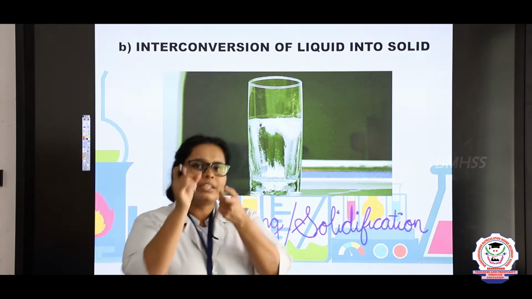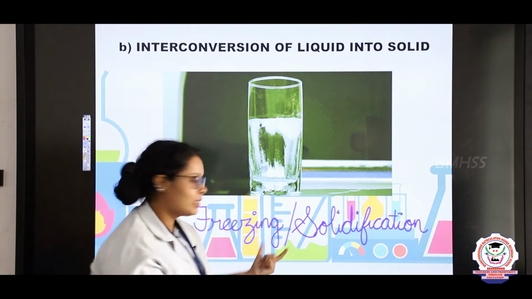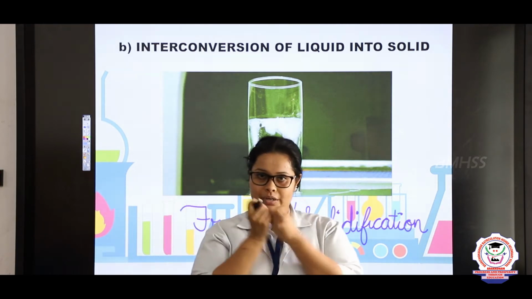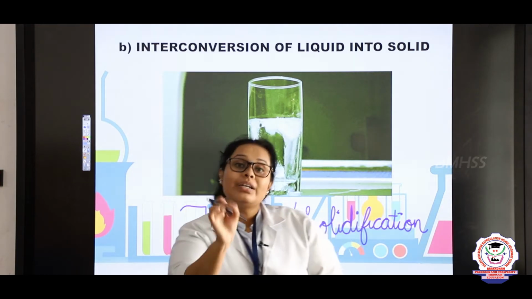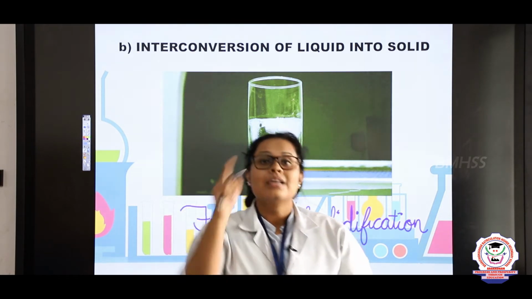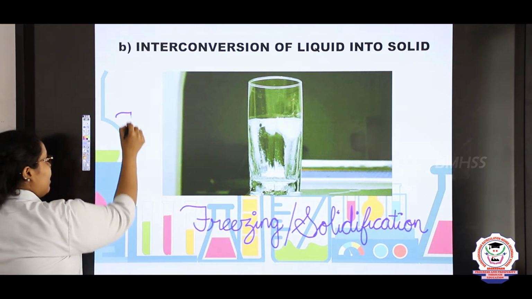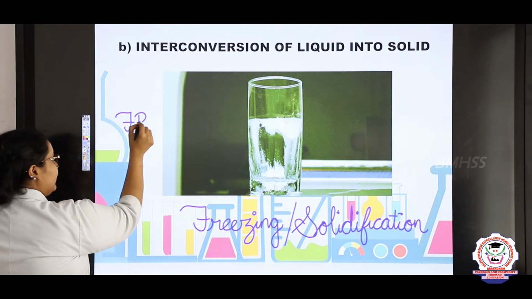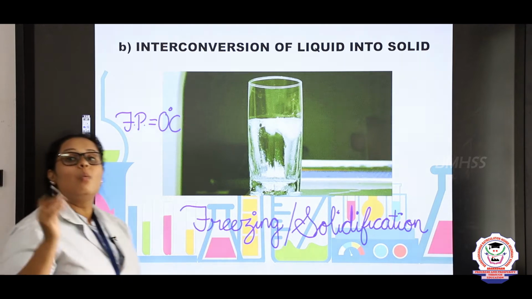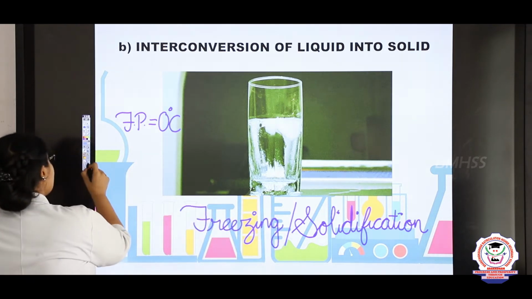The particular temperature at which it gets converted is known as the freezing point or solidification point. Whenever I take water and keep it in the freezer, at what temperature does it get converted, kids? The freezing point of water is 0 degree Celsius. Here we can write FP is equal to 0 degree Celsius for water, right.